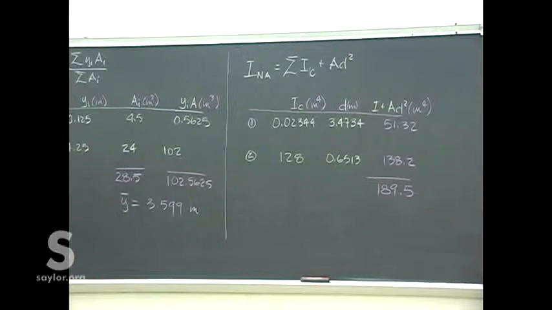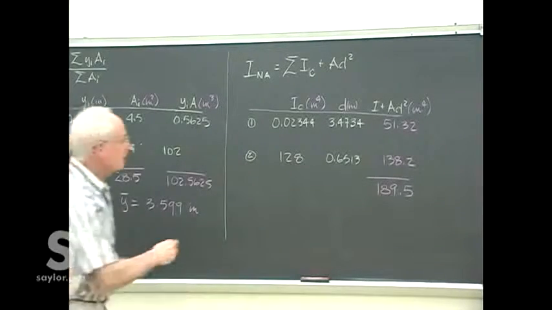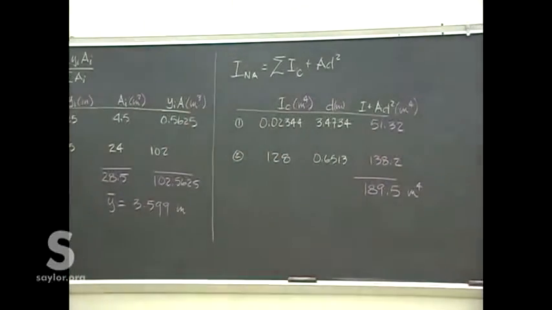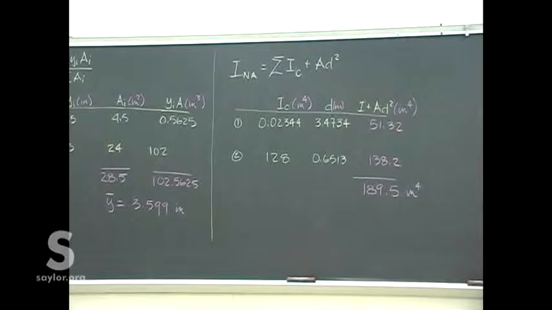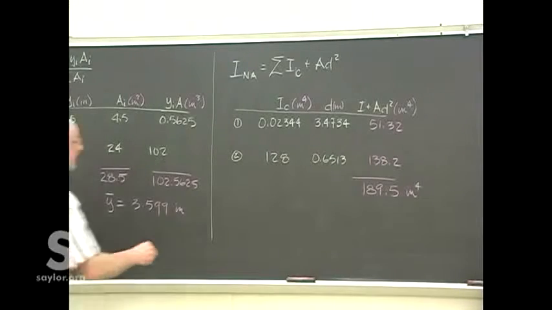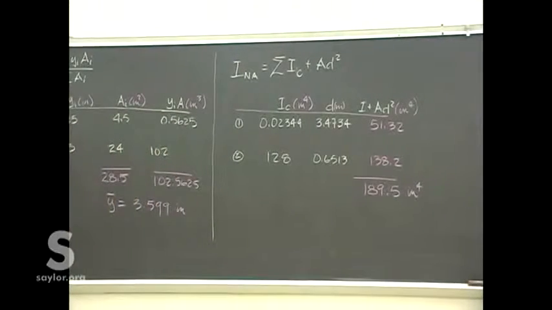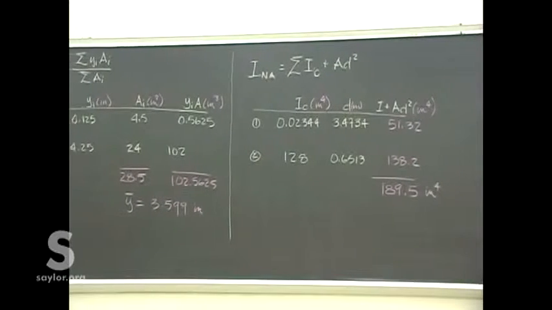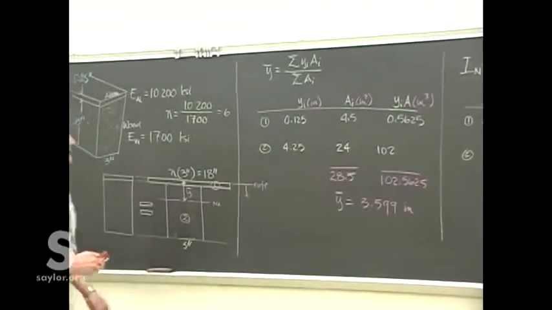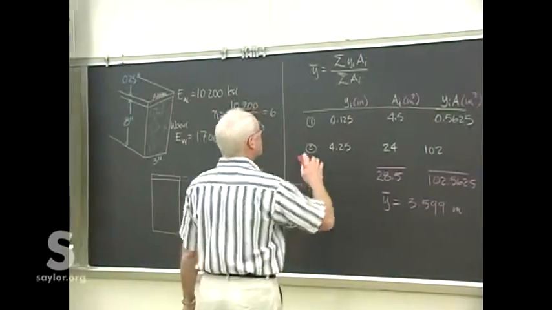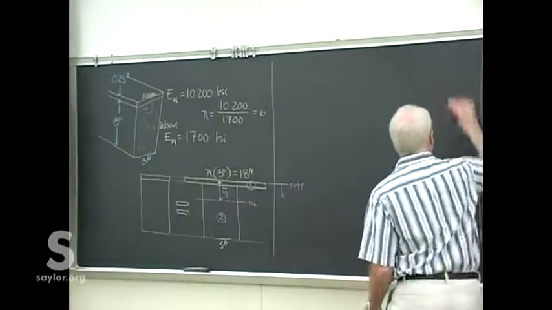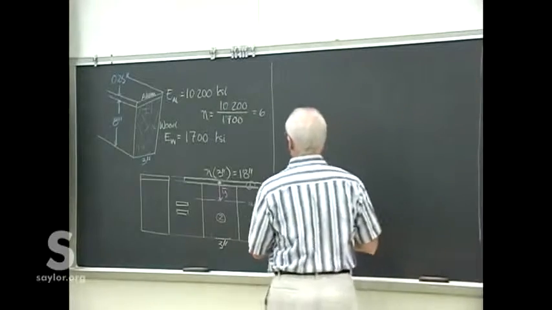189.5, that's the moment of inertia with respect to the neutral axis. Now, before we finish this problem, because that was the easy part. You could have done that the week before break. What we need to do now is calculate this stress distribution in these pieces. So let me erase this part. We'll apply some load to this and then figure out what the stress distribution is.